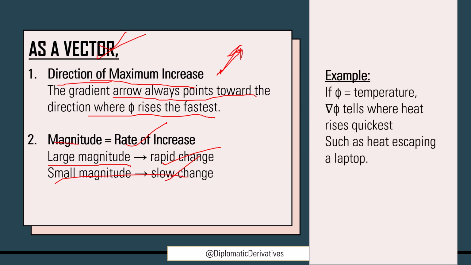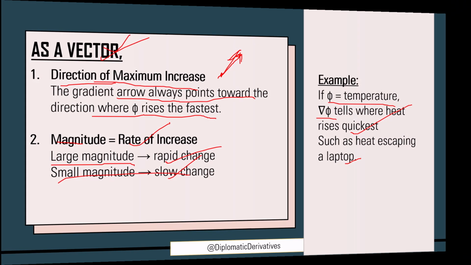Now if you talk about an example, let's suppose your phi is a temperature, right? If you're having a scalar field which is temperature, then del phi, that is nabla phi, tells where heat rises the quickest, such as heat escaping a laptop. So it will always point in the direction where it increases maximum.